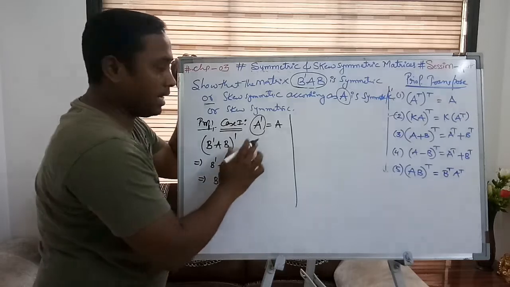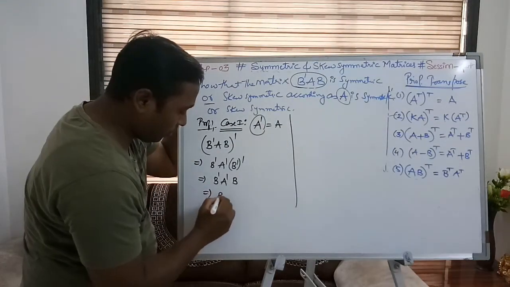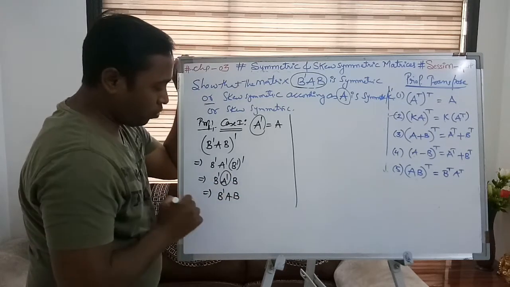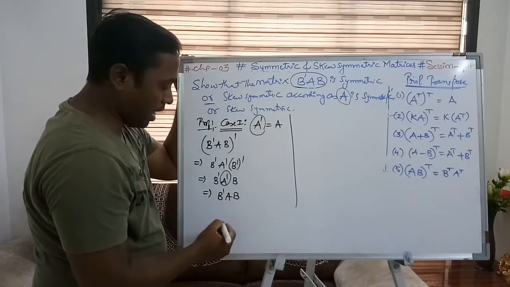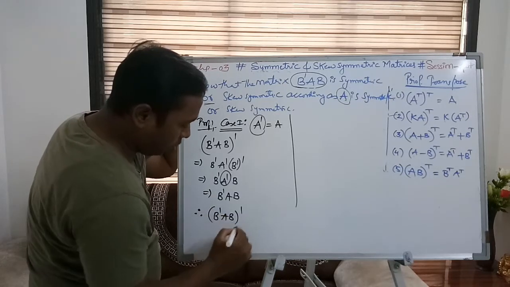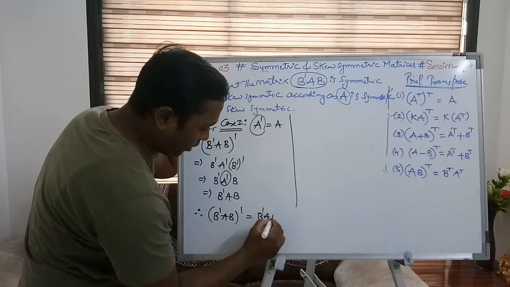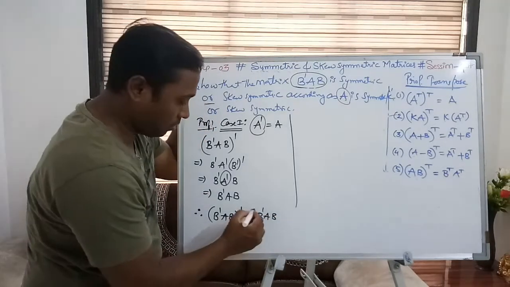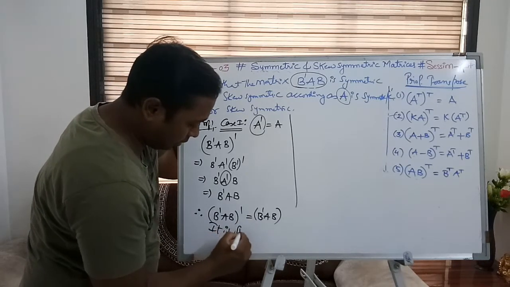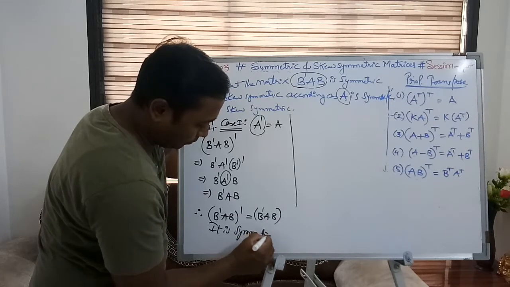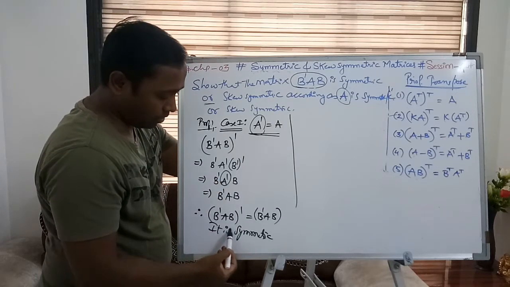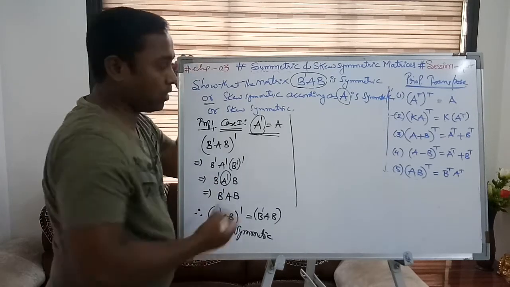But what is A dash? A dash is A. Hence B dash, I can replace this A dash with A, into B. So if you see, I arrived that B dash A B whole dash is equal to B dash A B, the matrix itself, the result itself. Hence it is symmetric. If a given matrix A is symmetric, I was able to prove this is also symmetric.